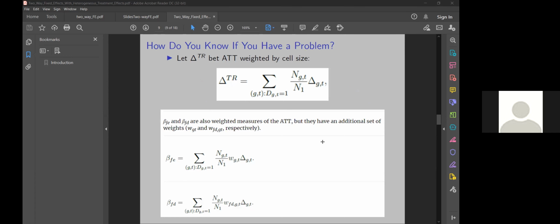Can I ask a quick question? Yes. In addition to comparing beta FE and beta FD, should we run different cohorts in separate regressions and see whether the estimates are different? Let's say run cohort 1 and cohort 2 in two separate regressions, and compare the estimate of cohort 1 with the estimate of cohort 2. If there is heterogeneity, then the two coefficients should be different.